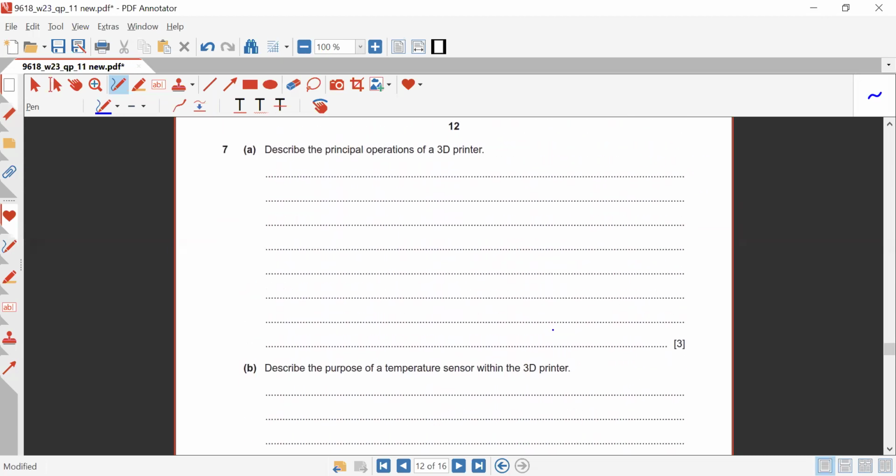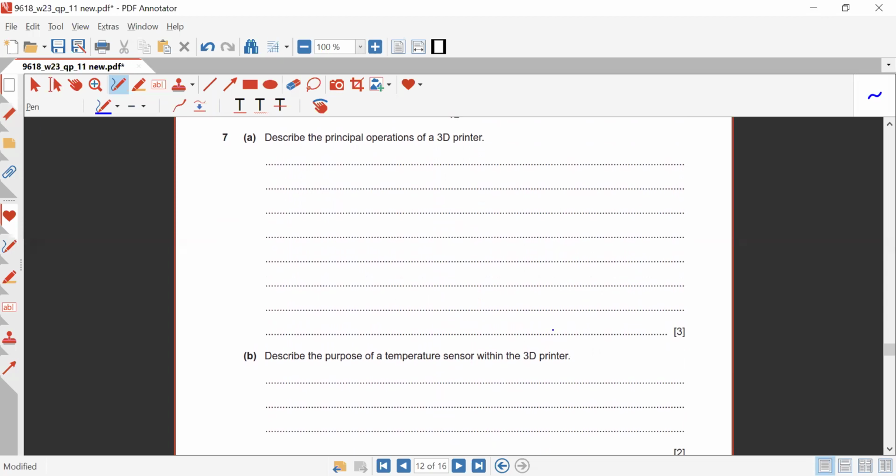Okay, now coming to question number 7. What does the question number 7 say? Describe the principal operations for a 3D printer. So do remember that it's a 3-mark question. So 3-mark question means you need to write 3 points for the 3D printer.